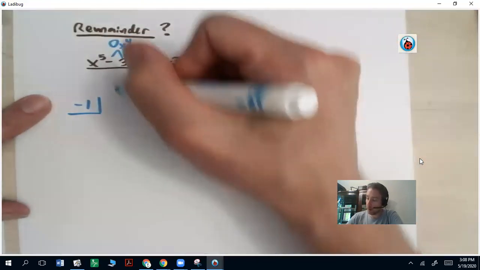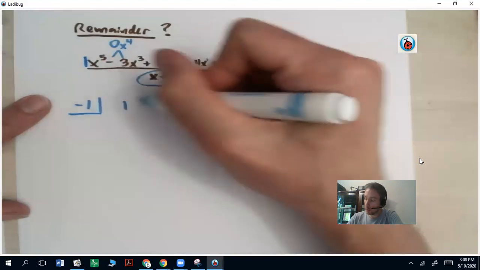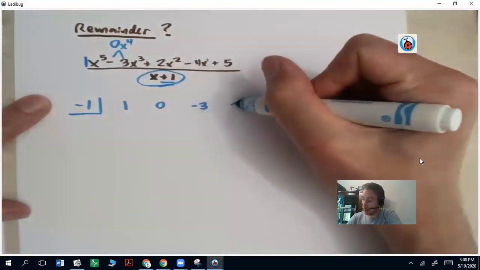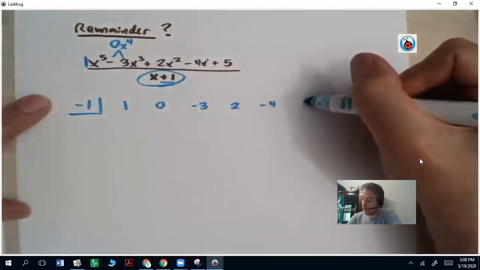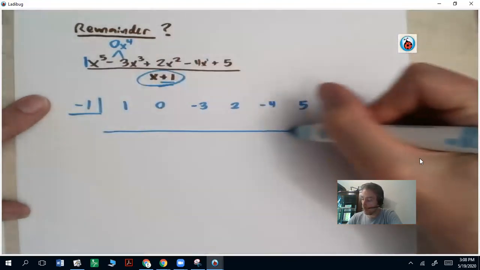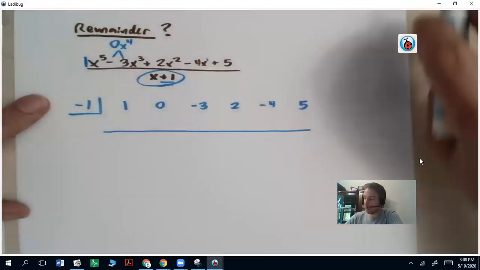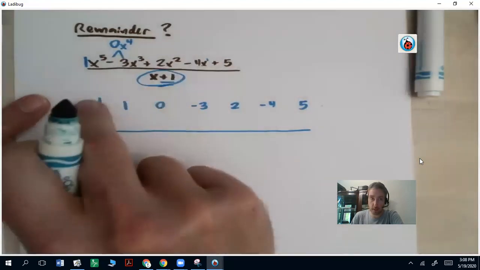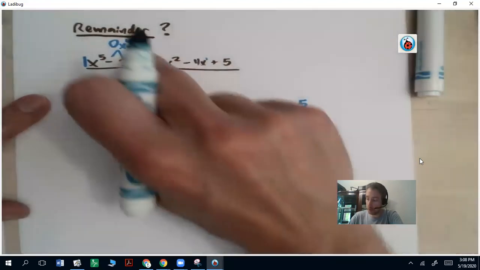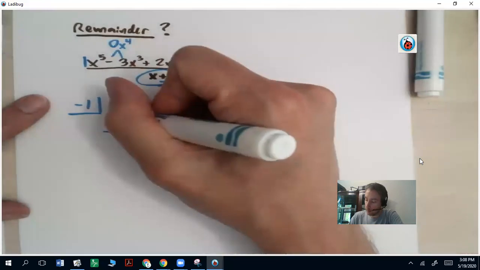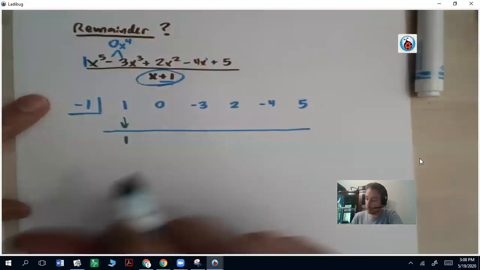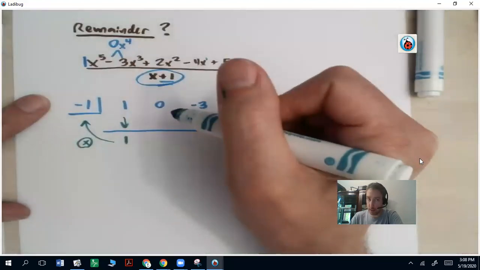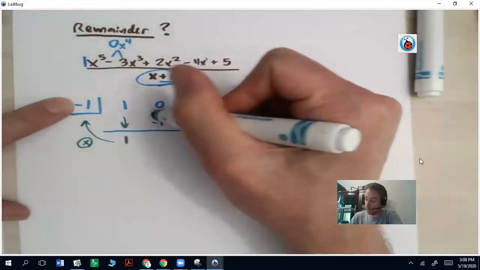And as such, when we write our coefficients, that's a 1, 0, -3, 2, -4, and 5. Now to get that remainder, we have to go through the process of synthetic division. We have our opposite of what we're dividing by, all our coefficients, including the 0. Drop down the first number, put it underneath the line, multiply it by this number in the box, and that's going to give you -1.